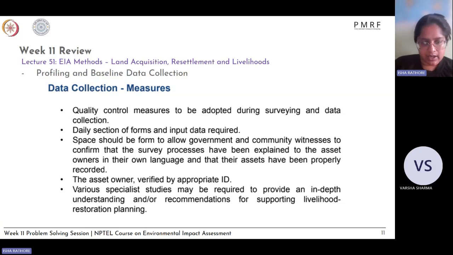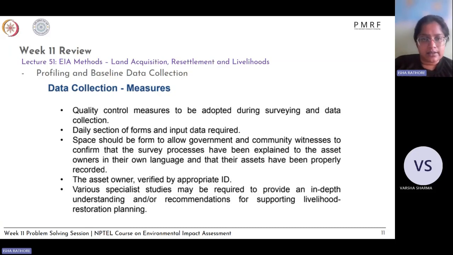Their appropriate ID or Aadhaar card numbers can be kept for reference. Then various specialist studies may be required to provide an in-depth understanding and recommendations for supporting the livelihood restoration planning. So if a community's livelihood gets affected, then for that you can have different in-depth studies.